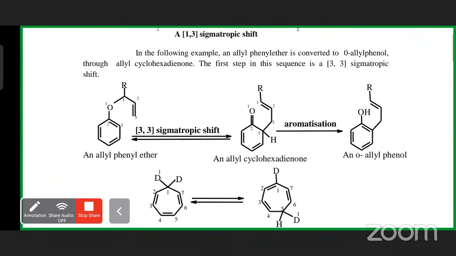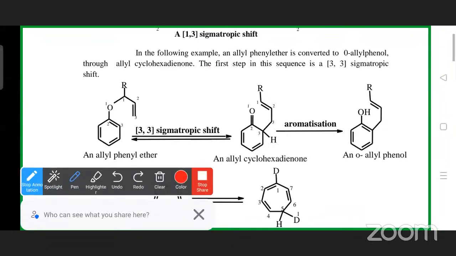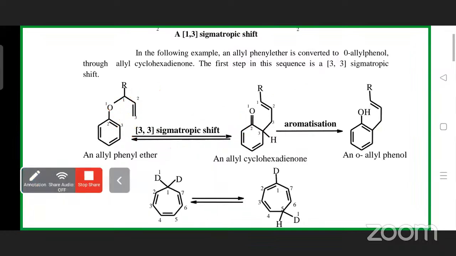And here also, allyl phenyl ether, an aryl ether, undergoes a 3,3 sigmatropic shift. In a sigmatropic shift, you have to give the numbering 1,1 to the migrating bond, that is, the bond which is going to migrate gets the 1,1 numbering. Now you see, it is going to attach here, it comes out here, and it migrates here. So we are getting this product. This is an example of the 3,3 sigmatropic shift.